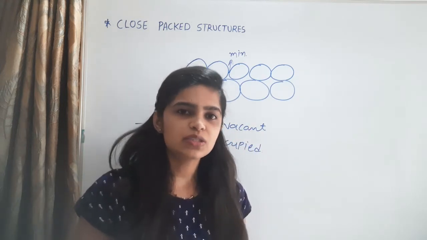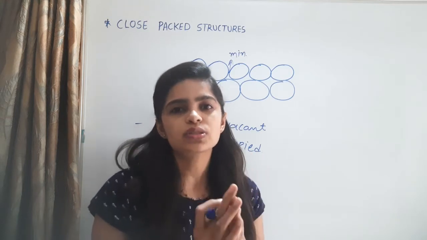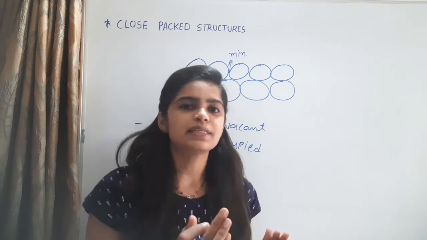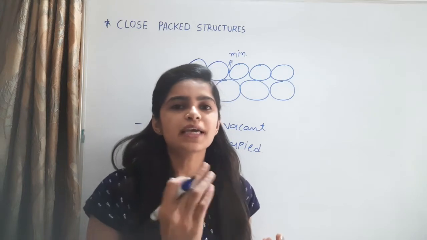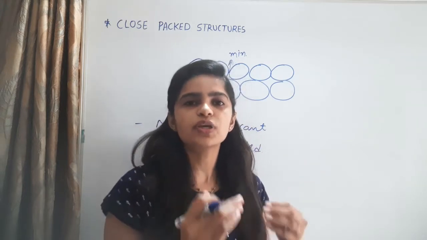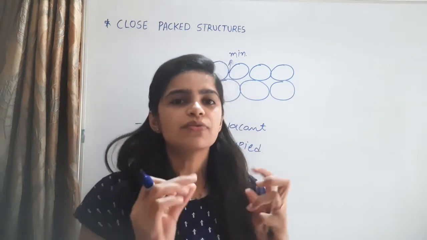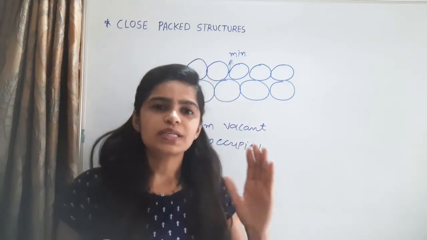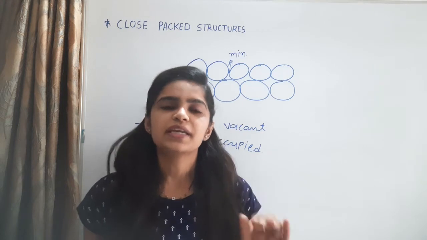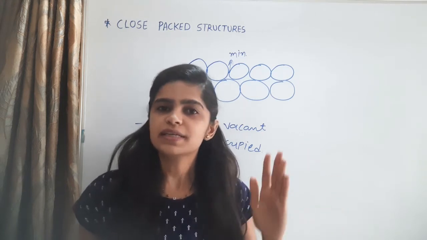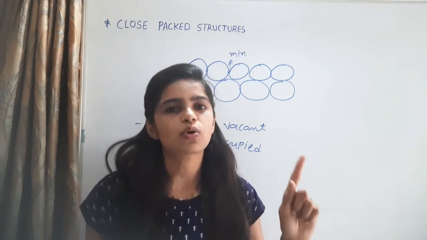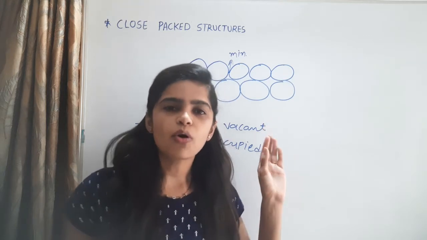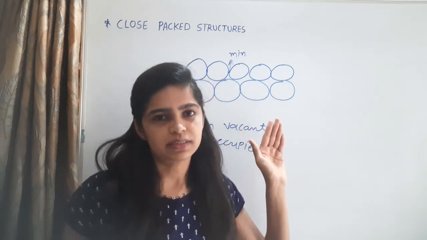For example, in a solid, all the particles are very close to each other. So its density is more than a liquid, and gaseous density is less because all the molecules are moving freely. That way, when the close packed structure is closely packed, its density is more and its stability is also more. So this is all about the close packed structure.